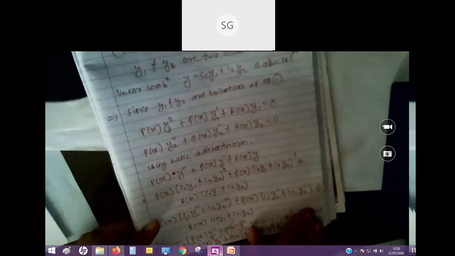That's why we can say y is equal to c1 y1 plus c2 y2 is the solution for equation 1. I have already told you what equation 1 is. If y1 and y2 are solutions for equation 1, then c1 y1 plus c2 y2 is also a solution. Are you getting this? Please confirm in the chat box. This is just a small proof.